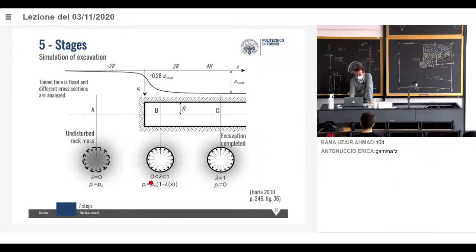When we get closer, lambda is between 0 and 1, and the internal pressure is reducing, is less than P0, but it's not 0 yet, it's in between. And when we are far away down here, then lambda is 1 and Pi, the internal pressure, is 0. The excavation is completed. So by assuming an internal pressure or a relaxation of our forces, we can study different situations. And why do we need that? In order to simulate the construction process and the proper installation of preliminary or secondary lining.